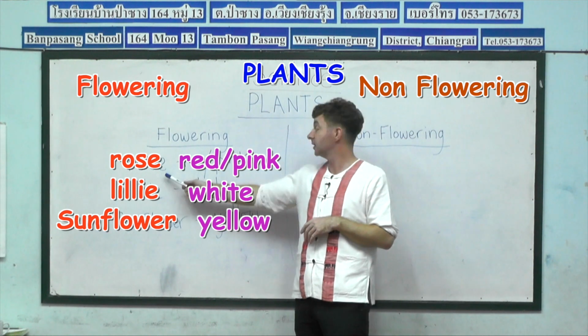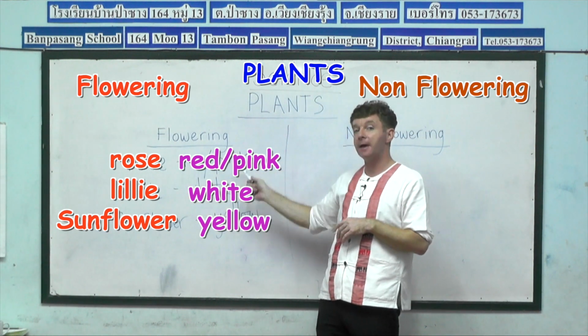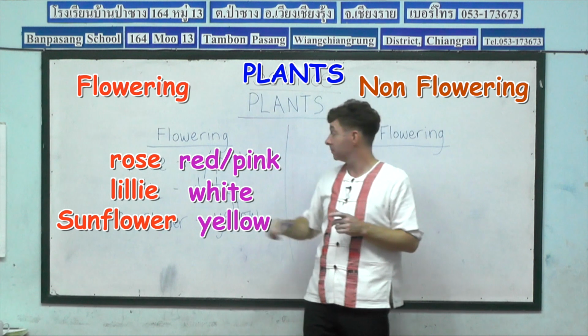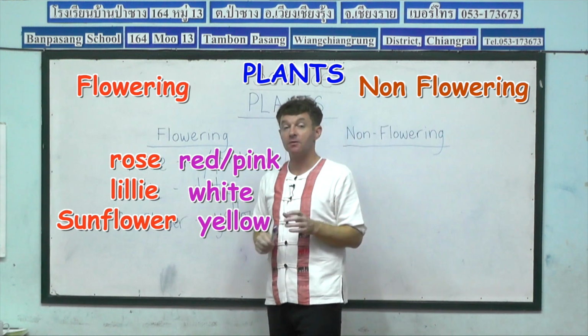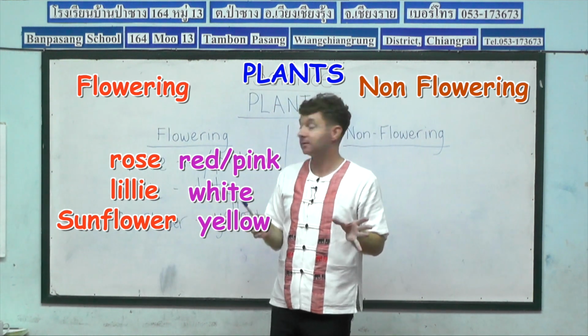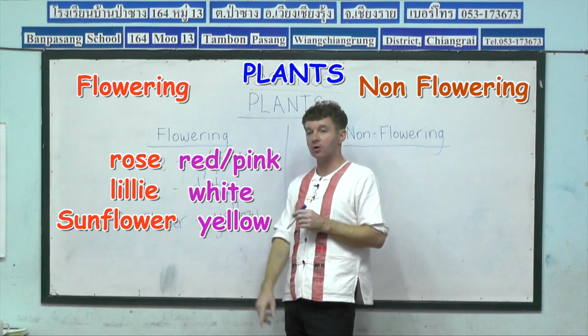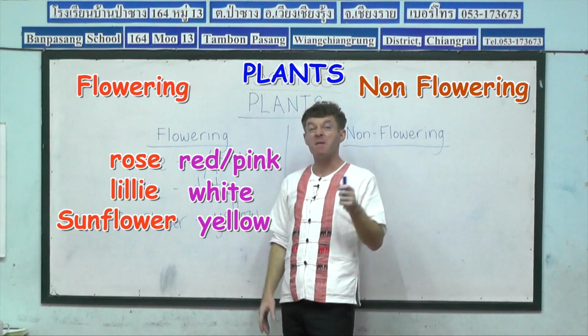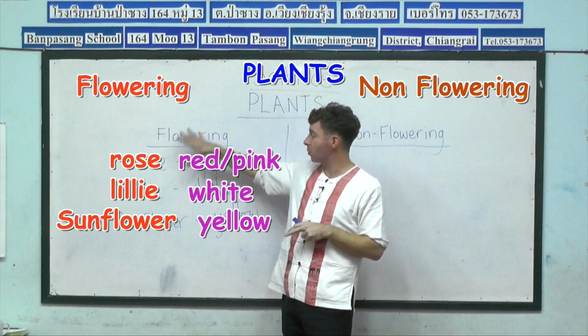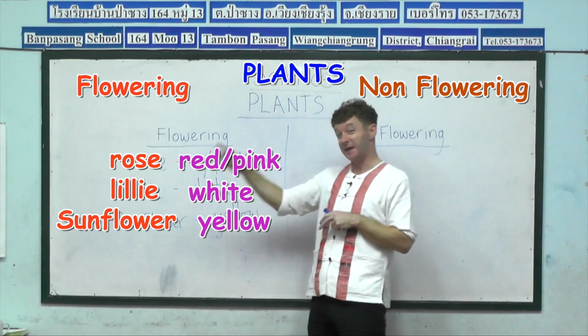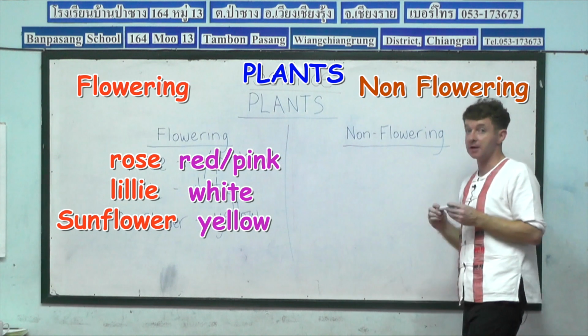Roses, which can be red or pink. Lilies, which are mainly white. And sunflowers, which are yellow. So remember, the flowering plants are the ones with the colours. But then we had the non-flowering plants too.